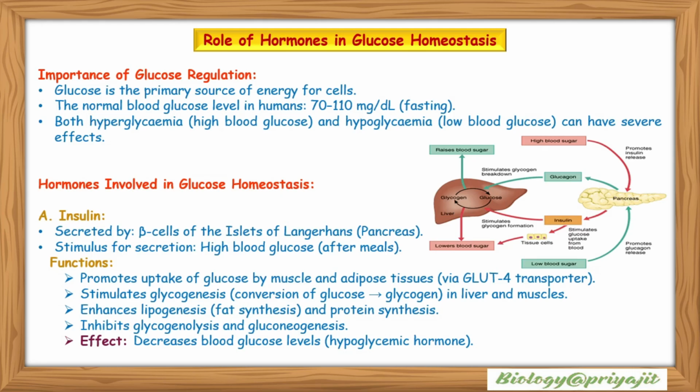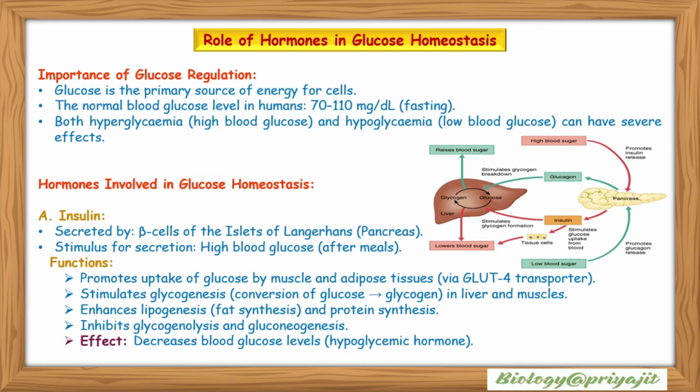Hormones involved in glucose homeostasis. Insulin, which is secreted by beta cells of the islets of Langerhans in the pancreas, and the stimulus for this secretion is high blood glucose, that occurs after a meal. Function: it promotes uptake of glucose by muscle and adipose tissue via GLUT4 transporter.